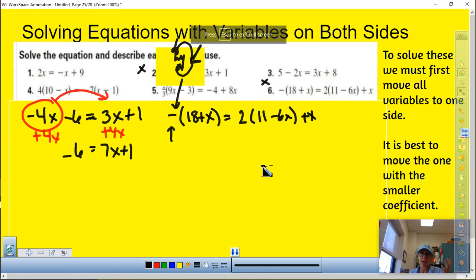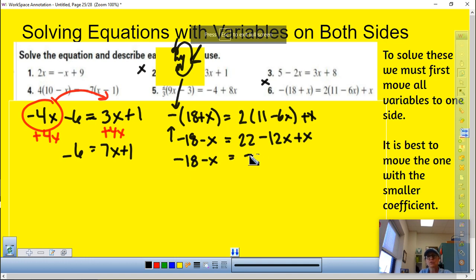And watch me as I do this because I'm liable to mess it up with all these negatives here. So first thing we want to do is the distributive property, just like we do in multi-step equations. So first I'm going to distribute that, negative 18 minus x. Then I'm going to distribute the 2 to get 22 minus 2, that's 2 times 6 is 12, x. And I do not distribute the 2 over here to this x because it's outside the parentheses. Next, I'm going to simplify. So negative 18 minus x equals 22 minus 11x.